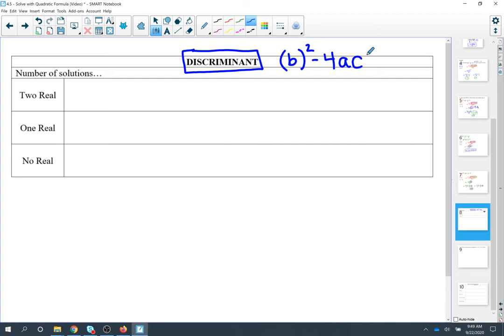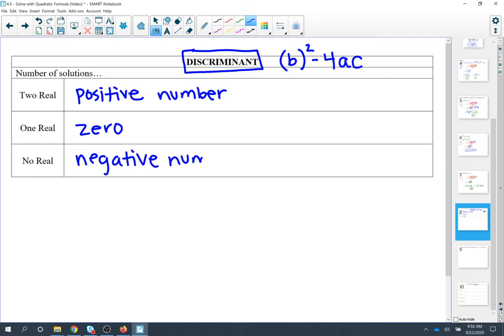So if the discriminant is a positive number, you will have 2 real solutions because you're taking the square root of a positive number. If the discriminant is 0, you will have 1 real solution, because if you take the square root of 0, plus and minus 0 is the same thing. And if the discriminant is a negative number, you will have no real solutions.